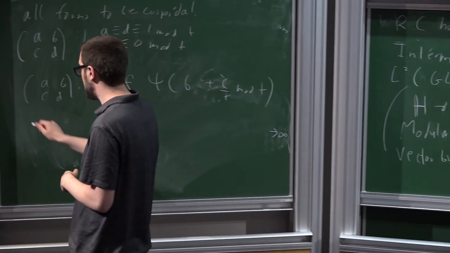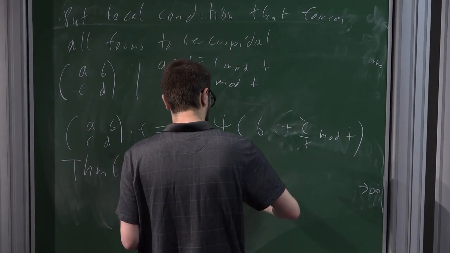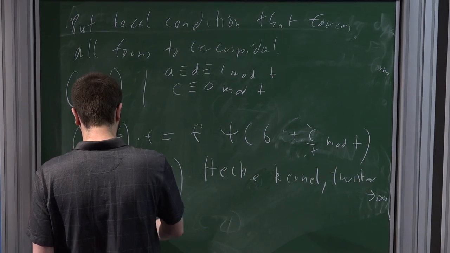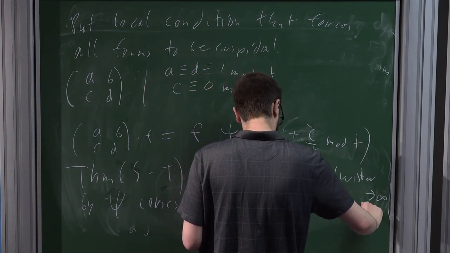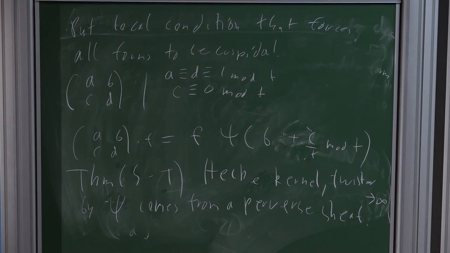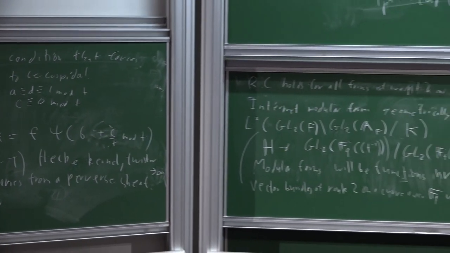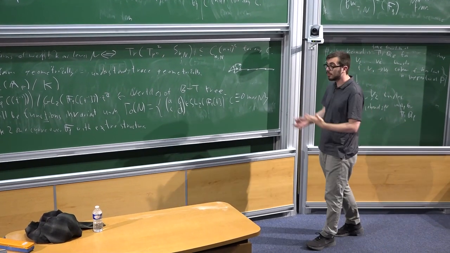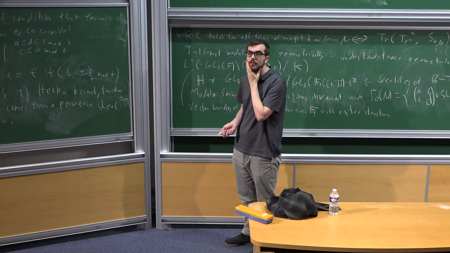And so the key theorem is that the Hecke kernel, when it's twisted by psi, comes from a perverse sheaf. And it turns out if you calculate the bound you get from perversity, you get a bound for the trace in terms of a power of Q times some Betti number. Is it the pure perversity? The proof shows it's pure.